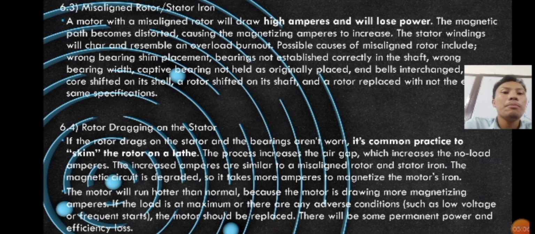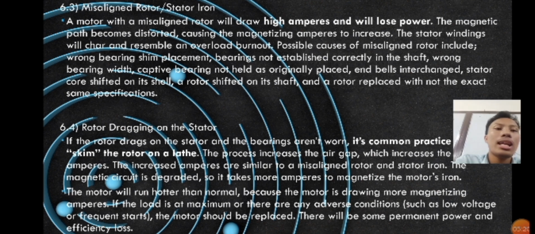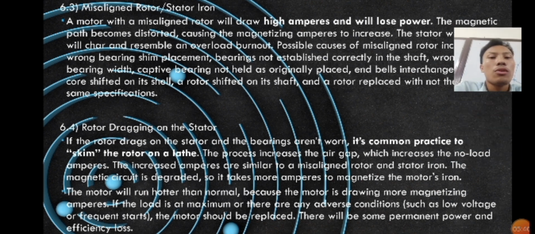A motor with a misaligned rotor will draw high amperes and will lose power. The magnetic path becomes distorted, causing the magnetizing amperes to increase. The stator windings will char and resemble an overload burnout. Possible causes of misaligned rotor include wrong bearing shim placement, bearing not seated correctly in the shaft, wrong bearing width, captive bearing not held in its original place, and belts interchanged. Also, stator core shift on its shell, a rotor shift on its shaft, and a rotor replacement not of the exact same specifications. Fourth, rotor dragging on the stator.